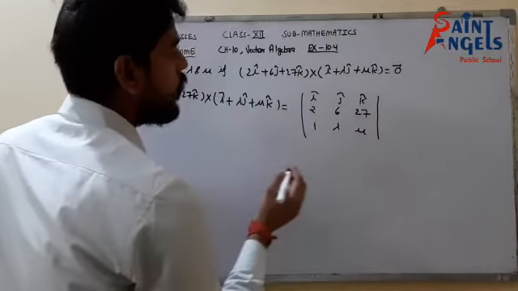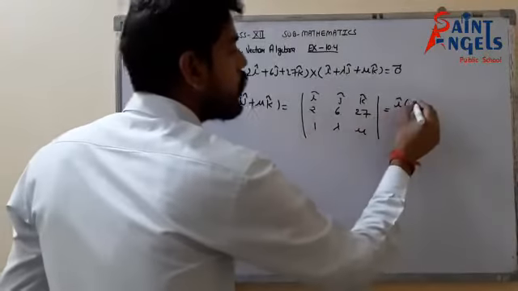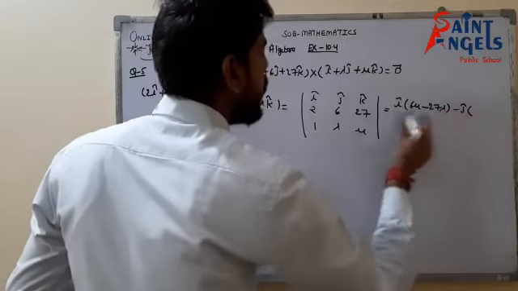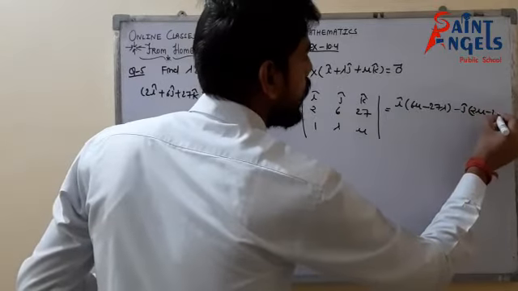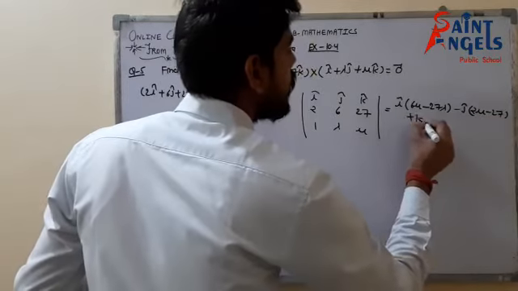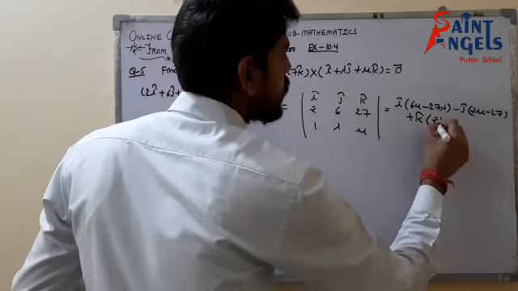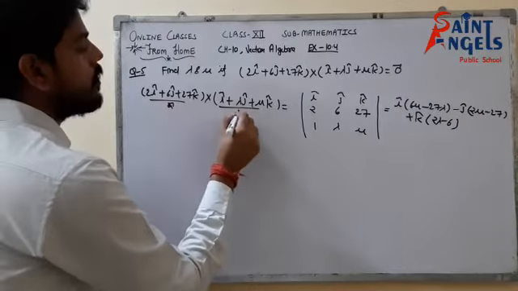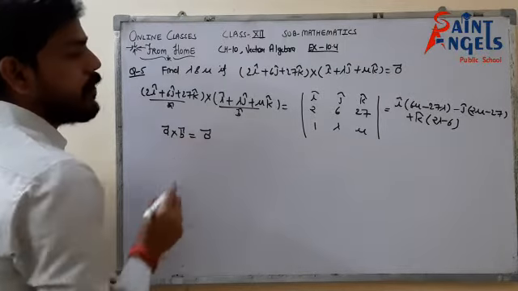Now first of all we will open this. So that would be i cap (6 mu minus 27 lambda), minus j cap (2 mu minus 27), plus k cap (2 lambda minus 6). Okay students, so this is the cross product and we are given that, suppose this is vector A and this is vector B, then A cross B vector equals the zero vector.